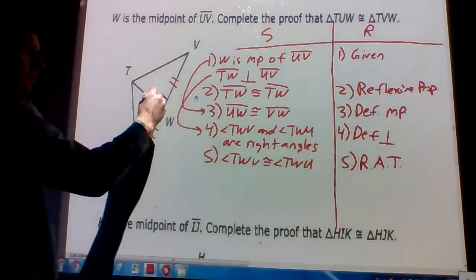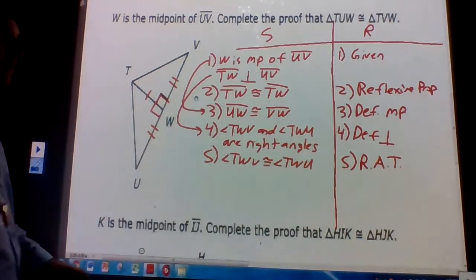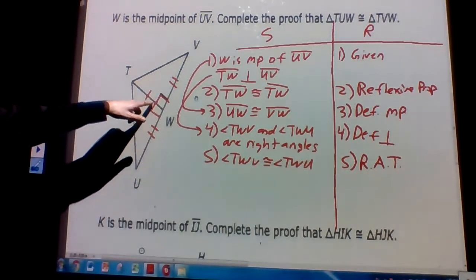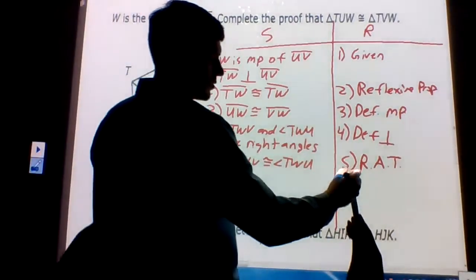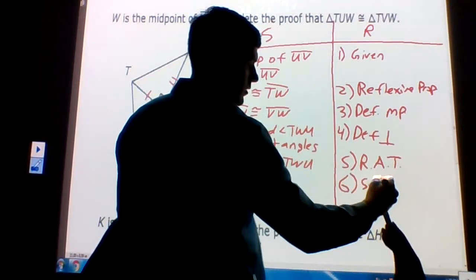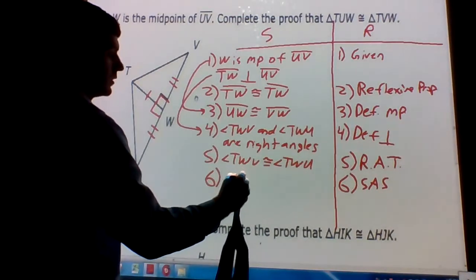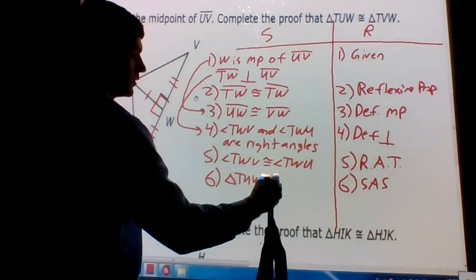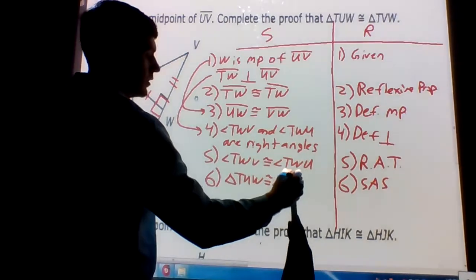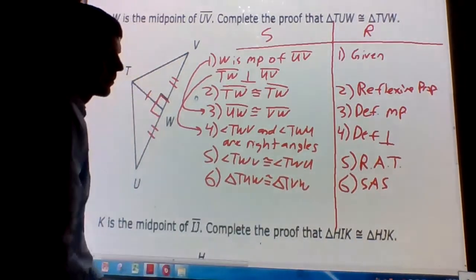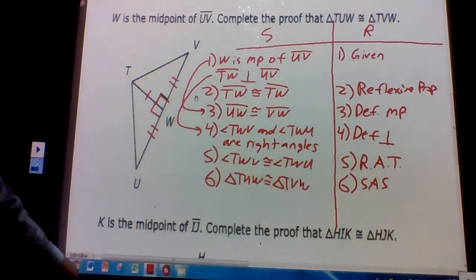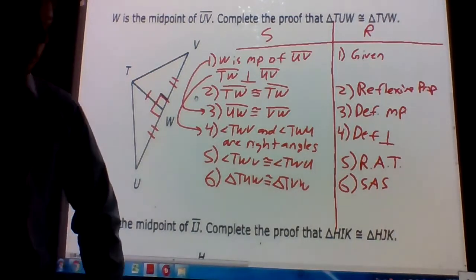Okay. We now have 2 pair of sides and 1 pair of angles, so we have side, angle, side. That'll tell us our triangles are congruent. So that's going to tell us that triangle TUW is congruent to triangle TVW. That's number 2.